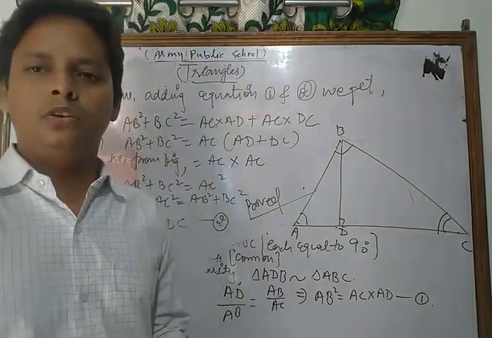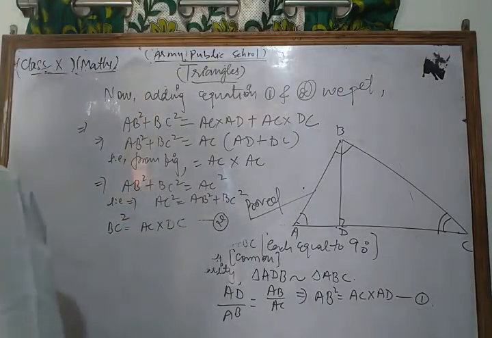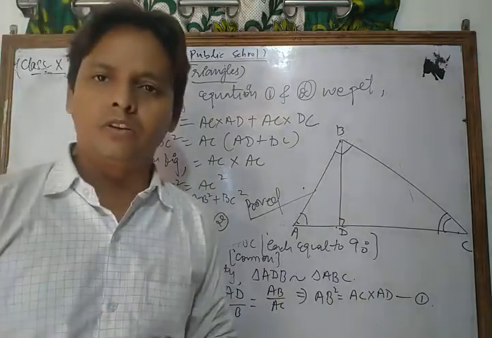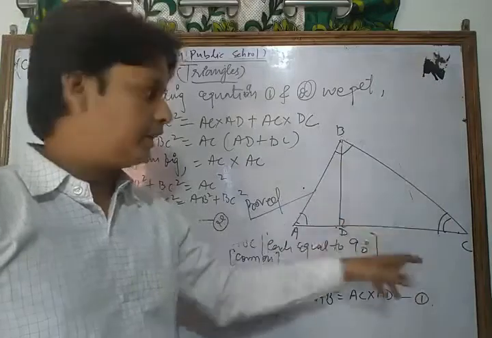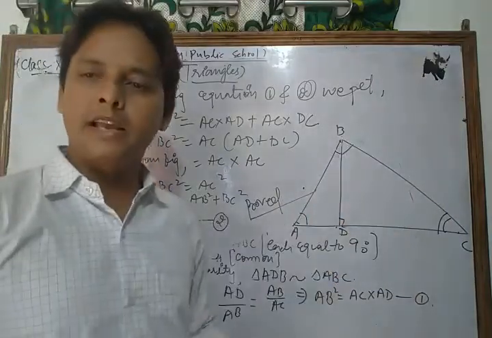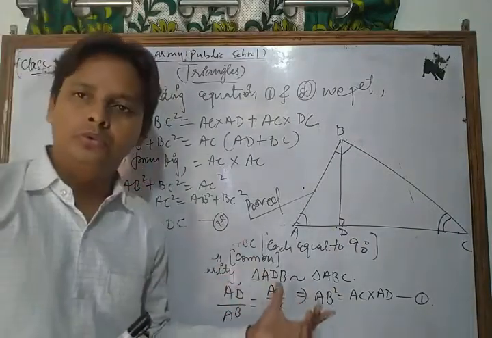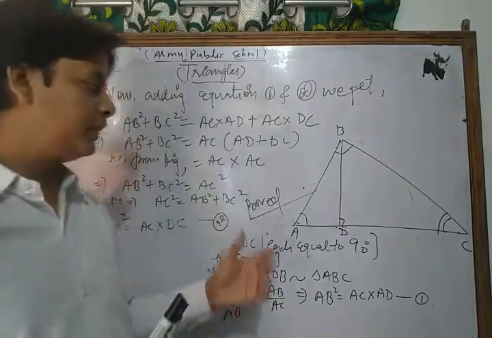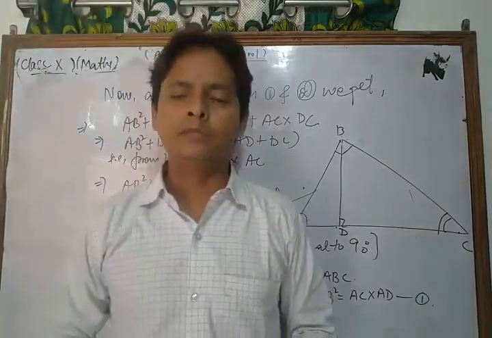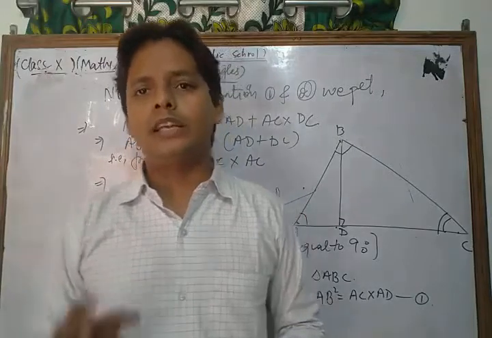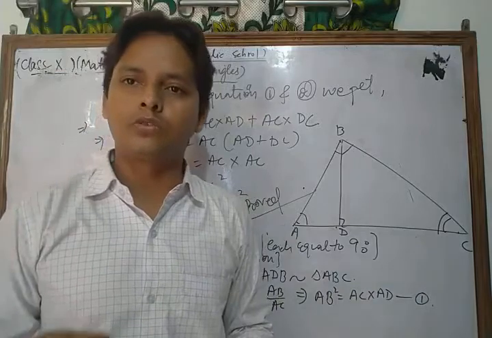So dear students, in this way you can prove the Pythagoras theorem. First we take triangles ADB and ABC, then triangles BDC and ABC, and apply the concept of similarity. After forming two equations, we add them and get our result: AC square is equal to AB square plus BC square. Thus, in any right angle triangle, the square of the hypotenuse is equal to the sum of the squares of the other two sides.